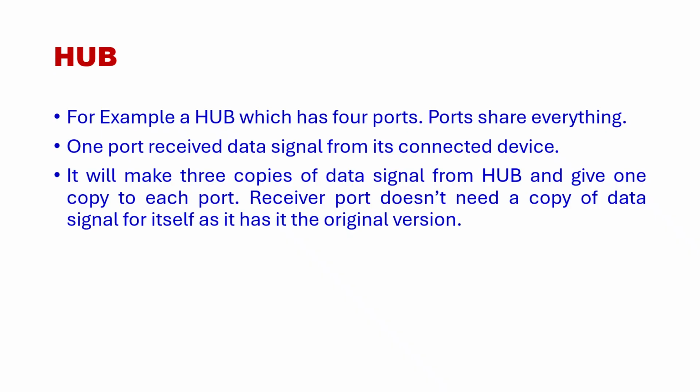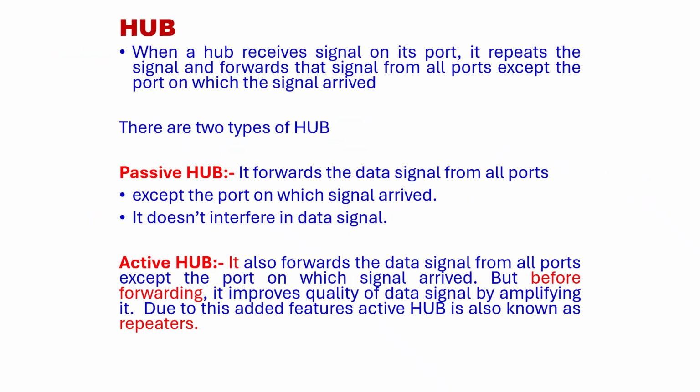For example, take a hub which has only 4 ports. The ports share everything. One port receives the data signal from its connected device. The hub will make 3 copies of the data signal and give 1 copy to each of the other ports. The receiver port doesn't need a copy of the data signal for itself, as it has the original version. So if I say PC1 is forwarding the data to all the other PCs, it will forward one copy to each of the remaining PCs.